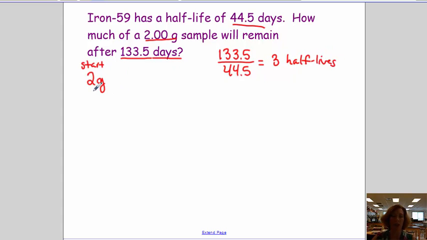Alright, so we start with 2 grams. Then after one half-life, we have 1 gram. So this is 1 half-life. Then after a second half-life, we have 0.5 grams. So that's 2 half-lives. And then after a third half-life, we have 0.25 grams left over. And so that is our answer. So make sure you know how much you start with, and how many half-lives you have to go through on this particular problem.